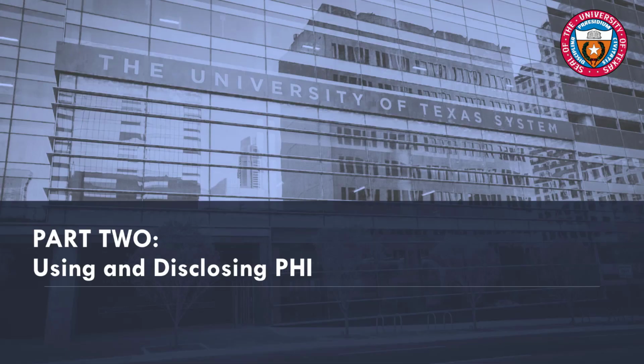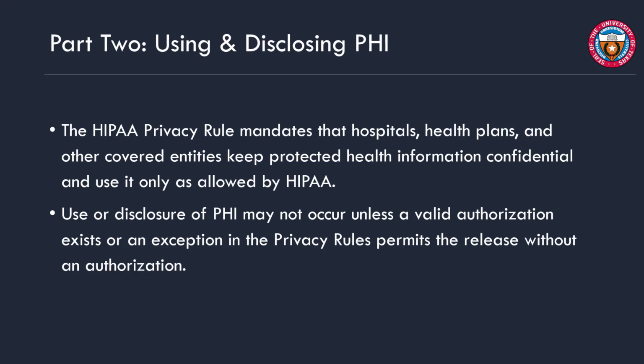Part 2. Using and disclosing PHI. The HIPAA privacy rule mandates that hospitals, health plans, and other covered entities keep protected health information confidential and use it only as allowed by HIPAA. Use or disclosure of PHI may not occur unless a valid authorization exists or an exception in the privacy rules permits the release without an authorization.